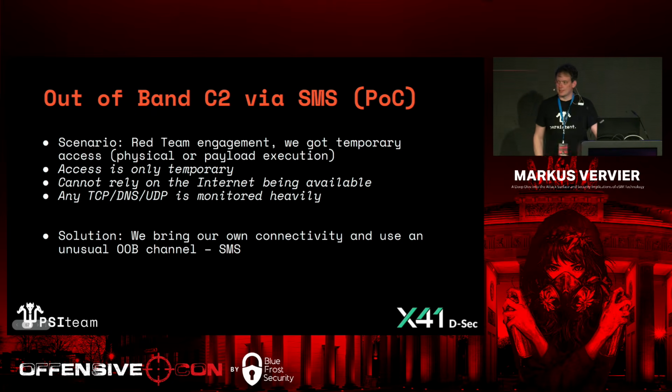Okay, another thing I mentioned before: how can we use it for offensive purposes? Out-of-band C2 via SMS. I think that was the most straightforward thing that we came up with. In a red team engagement, let's say we had temporary access to something, we executed a payload, or it's physical, let's say it's air-gapped. Access is only temporary, so we cannot rely on the internet, and also EDRs monitor TCP, DNS, UDP, anything, right? So one solution is we bring our own connectivity and use an out-of-band channel, SMS for example. We could also use mobile data, by the way.